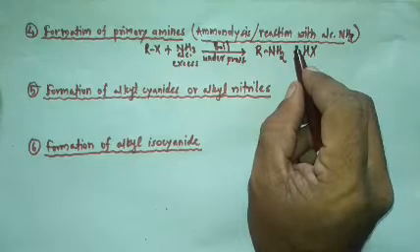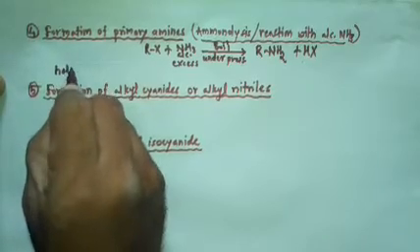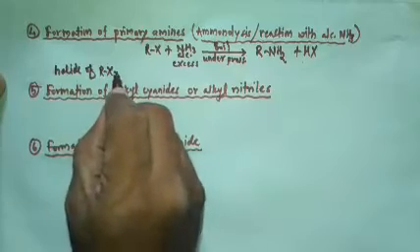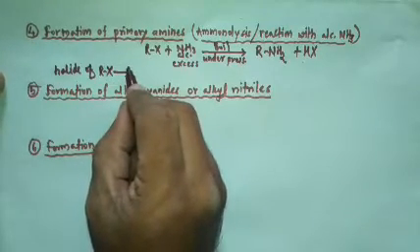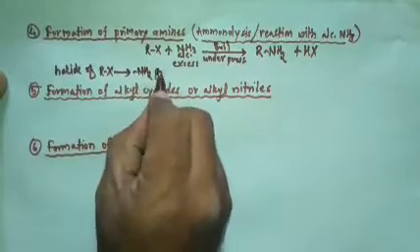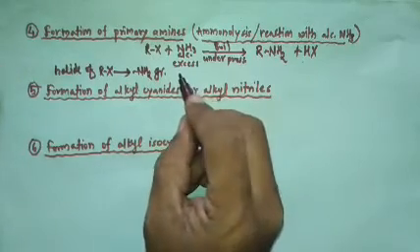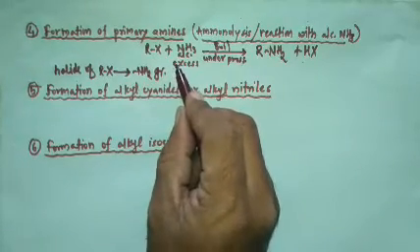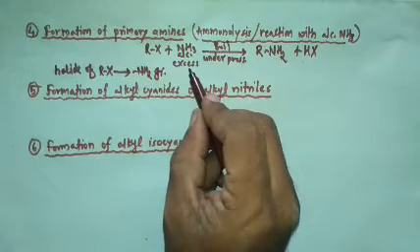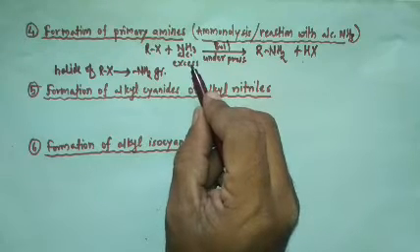So in this reaction, the halide of alkyl halide gets replaced by amino group, that is NH2 group. This reaction is also known as Hofmann's reaction, or it is also called ammonolysis of alkyl halide.